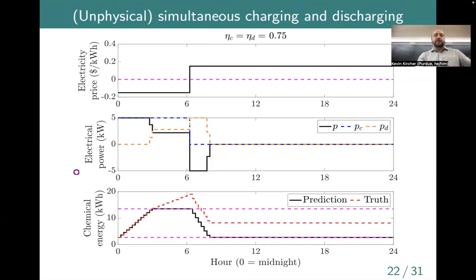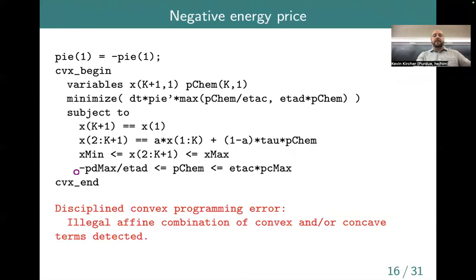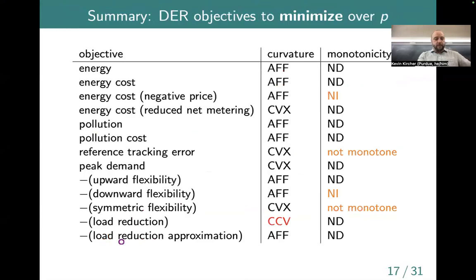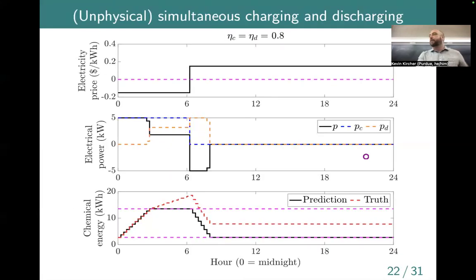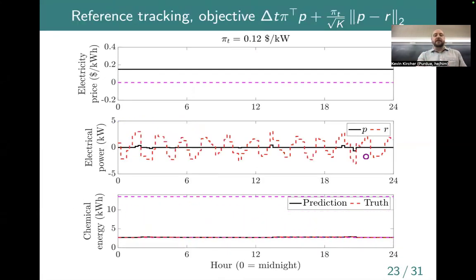So now if we go back to our compendium of objectives that we had here, another one that had no clear monotonicity properties was the reference tracking objective, so trying to minimize the error between a signal that you want to track and the actual measurement of your power. So let's think about that one. And I think for this one, I'm using the separate charging and discharging powers, the model that we just went through here.